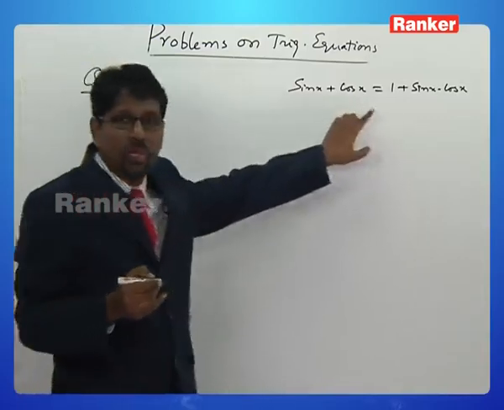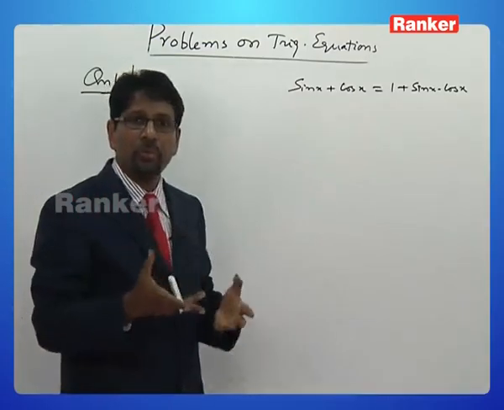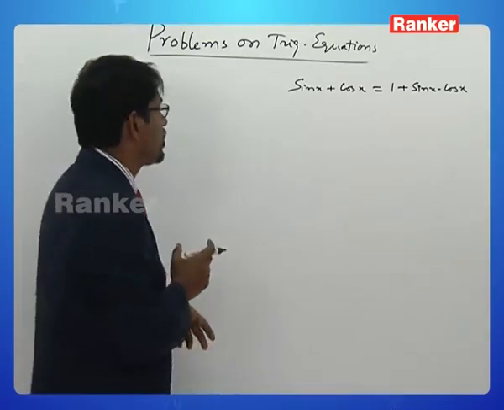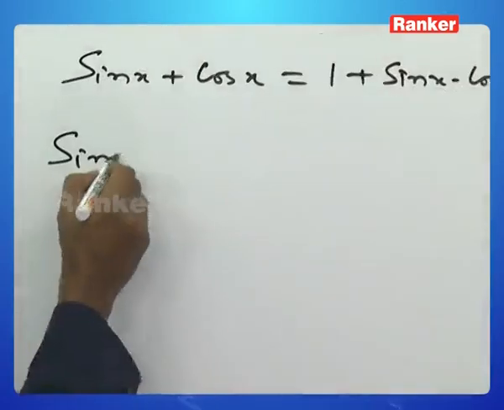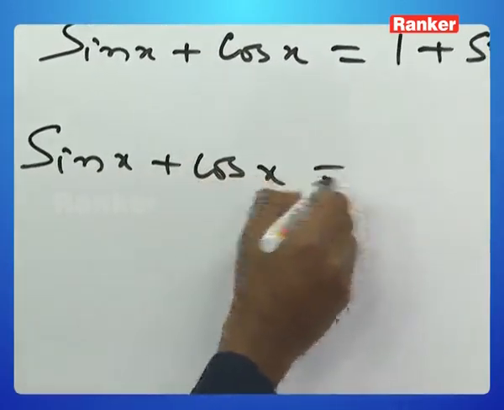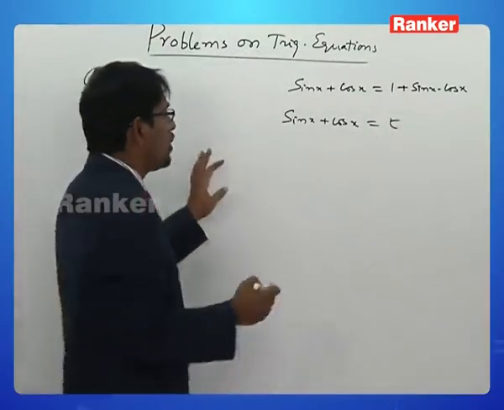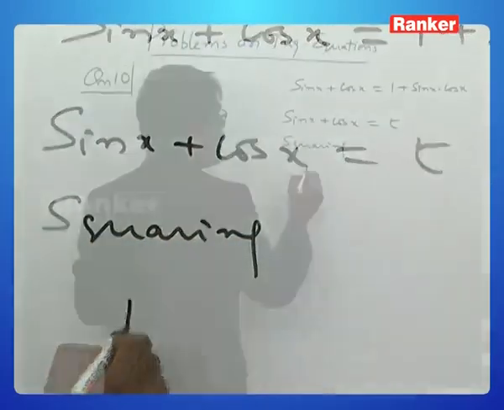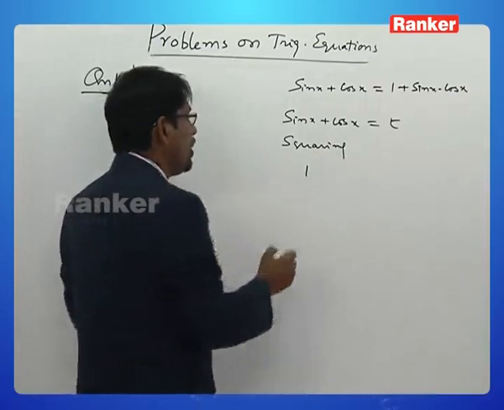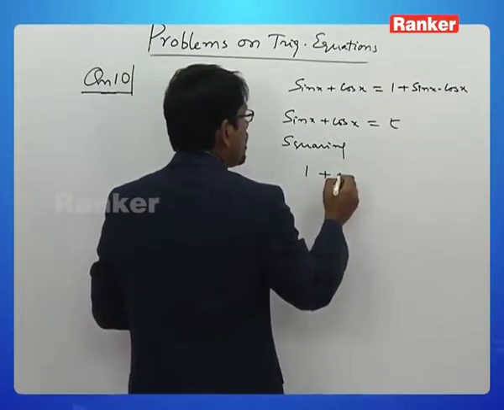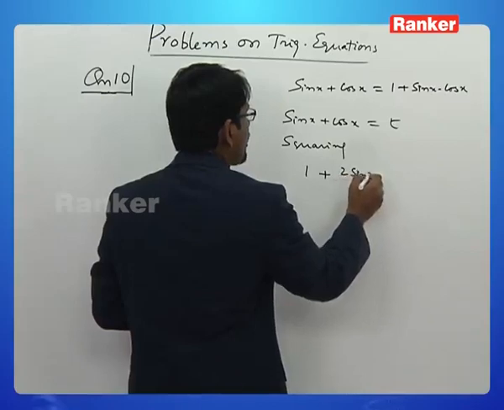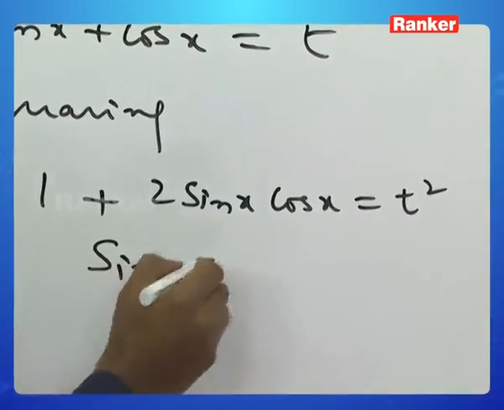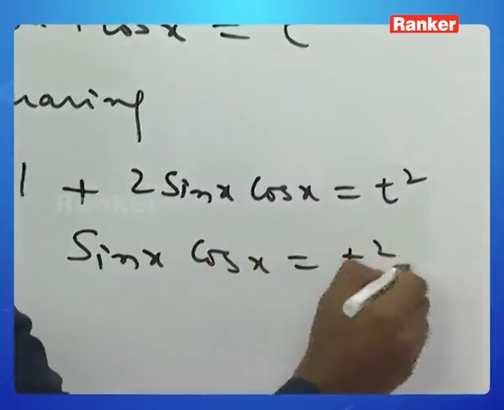Now this equation is involving more than one trigonometric ratio. I want to bring it into an equation involving only one trigonometric ratio. So how do we do that? We'll go for a substitution. Sin x plus cos x is equal to t. Now squaring, we will get sin square x plus cos square x, which is 1, plus 2 sin x cos x is equal to t square. So sin x cos x can now be written as t square minus 1 by 2.